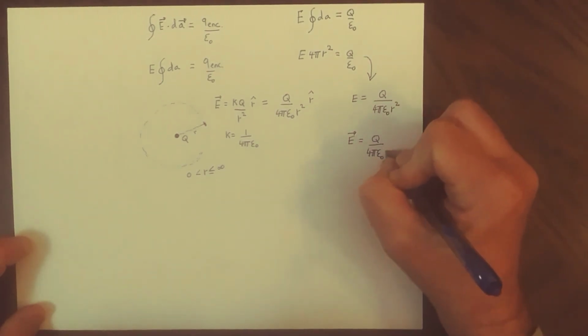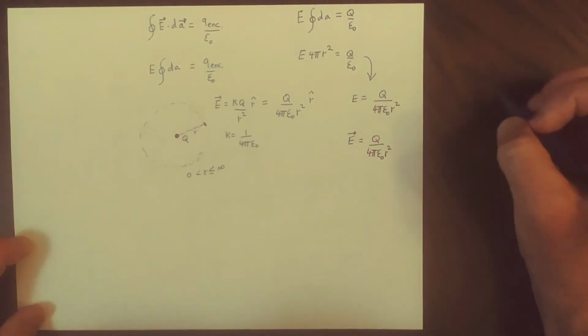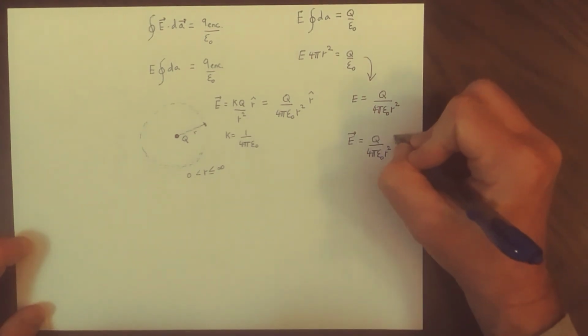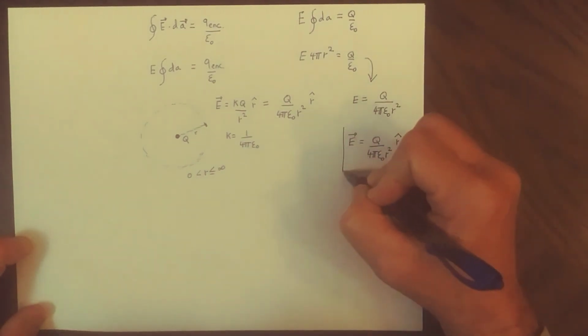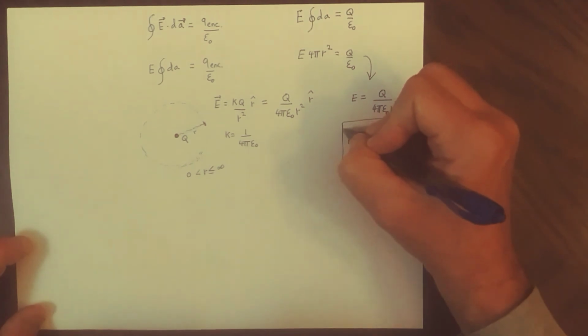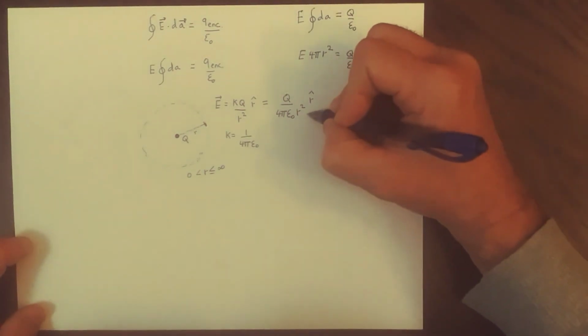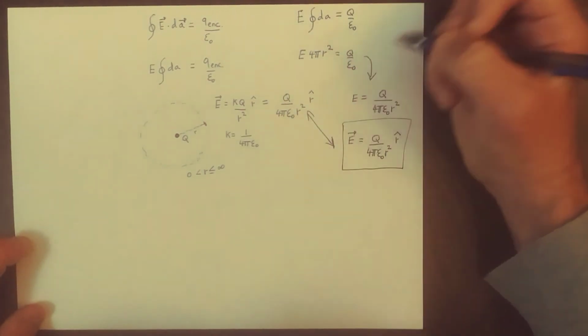And we know, because we applied Gauss's law, that the electric field must be radial. That's why we chose the sphere. And so via Gauss's law, we can, of course, derive what we already knew, which is this.